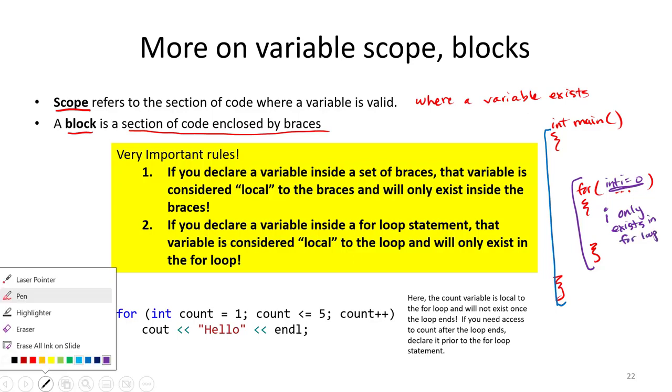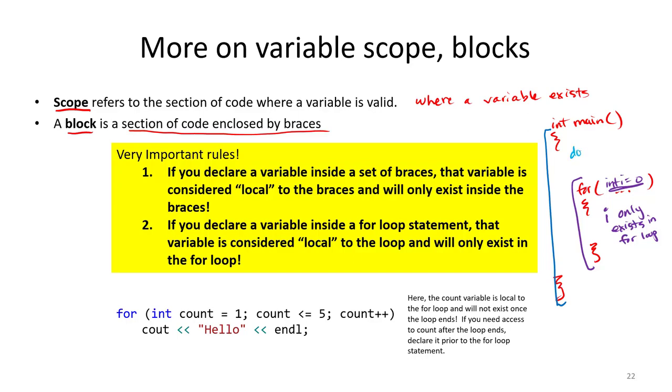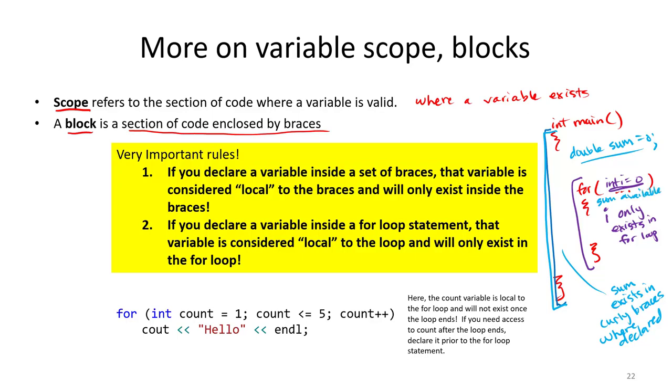If I declare a variable sum out here, then sum will exist in the curly braces where it was declared. And notice sum would also be available inside the for loop as well. So as long as I have declared something within the curly braces, it will be available throughout the area enclosed by curly braces.